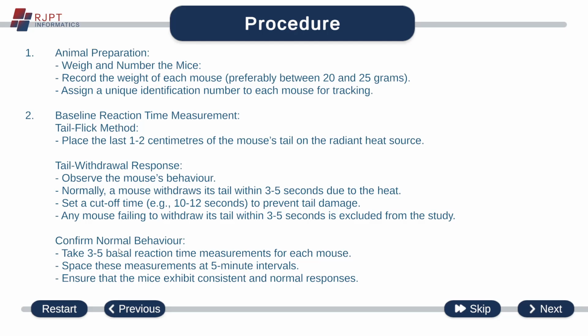Now, after that, confirm normal behavior. We will take 3 to 5 basal reaction time measurements for each mouse. Space these measurements at 5 minutes interval. Ensure that the mice exhibit consistent and normal responses. We have to perform each round and give them a 5 minutes interval between each round.